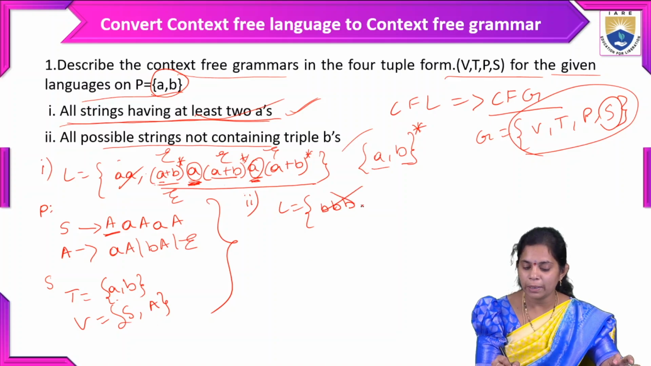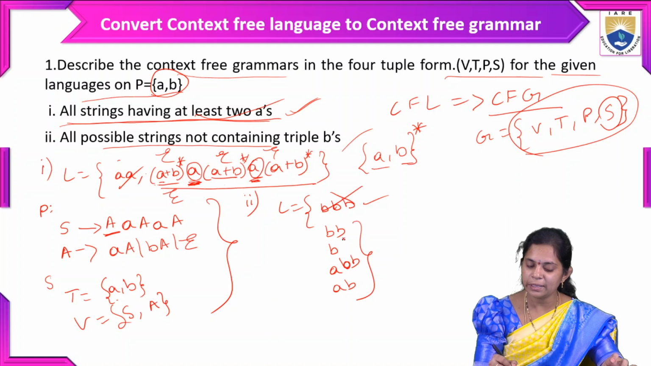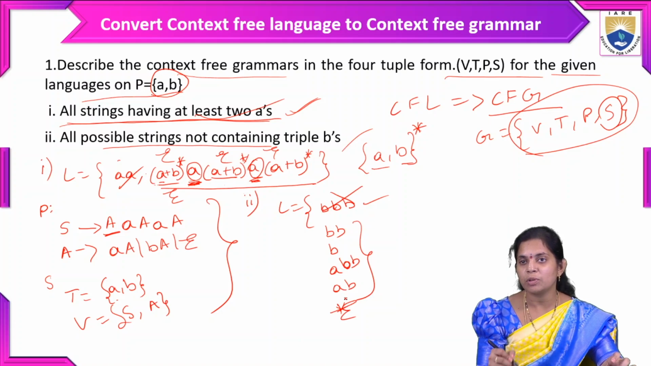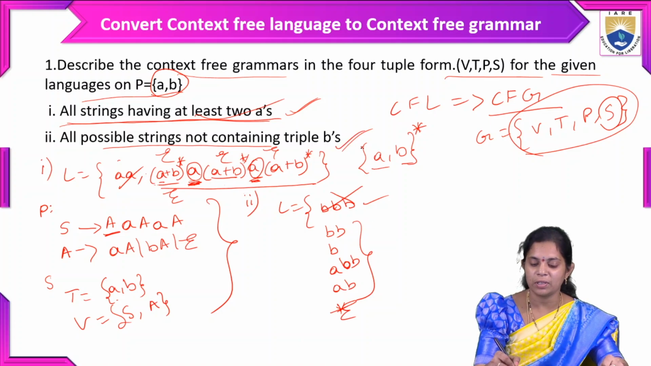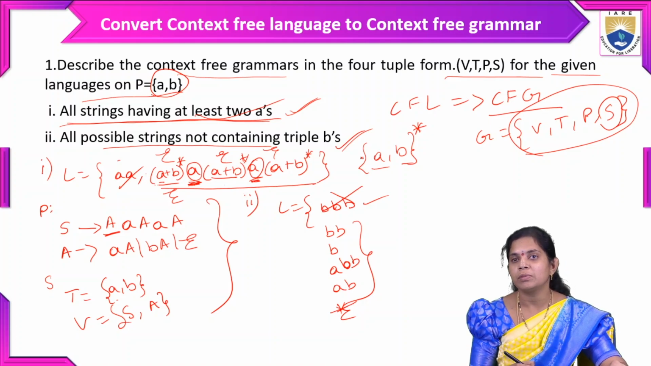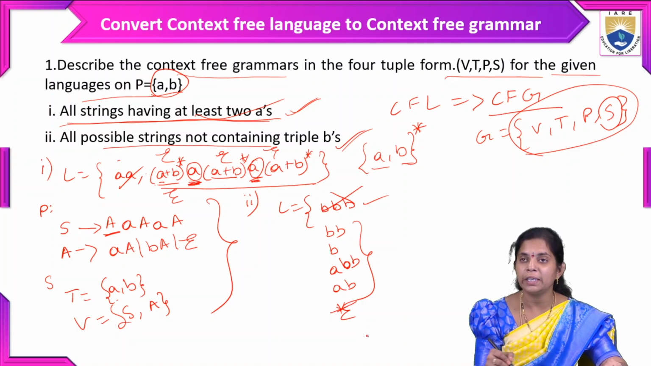So by removing this condition, double B's are allowed and single B's are allowed, and a combination of B is allowed, and B is also allowed. And the empty string is also allowed, that is nothing but epsilon. So these are all the different types of possibilities for this given language. So we will write the name of every possibility in the grammar, and we'll write the production rule.